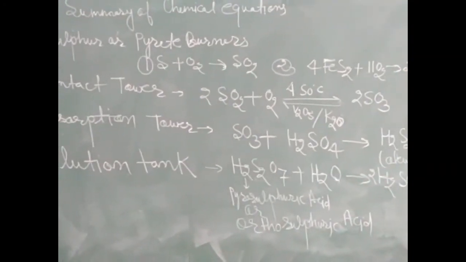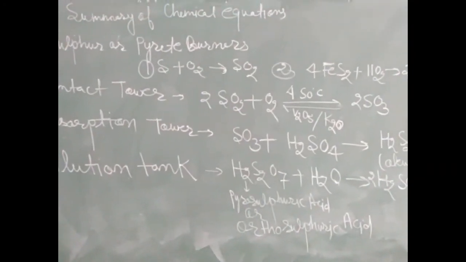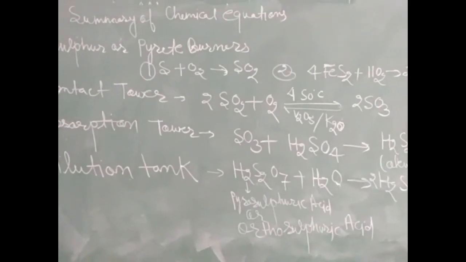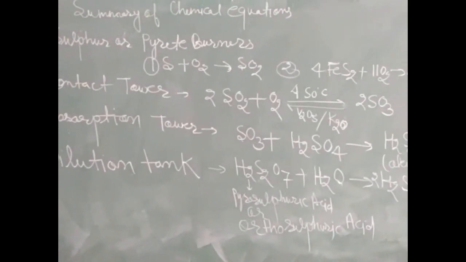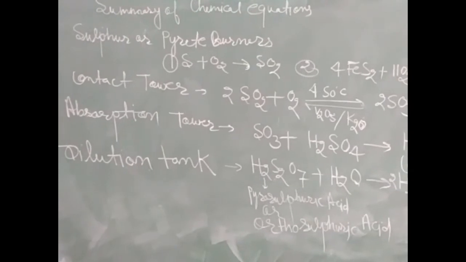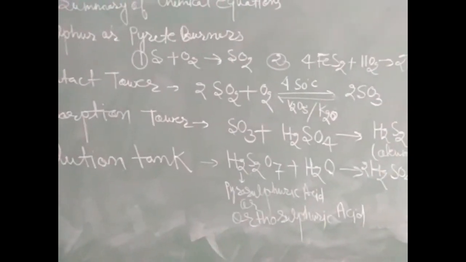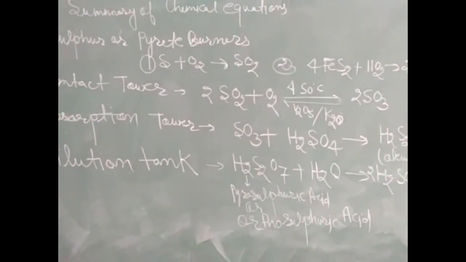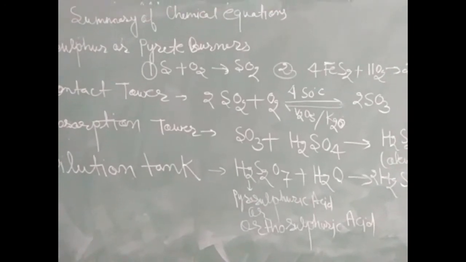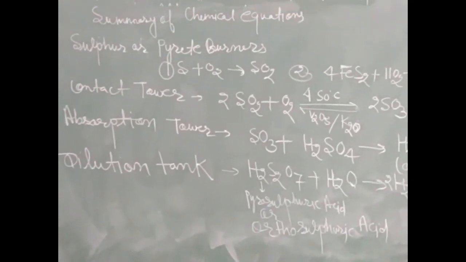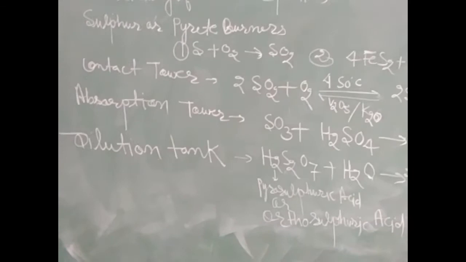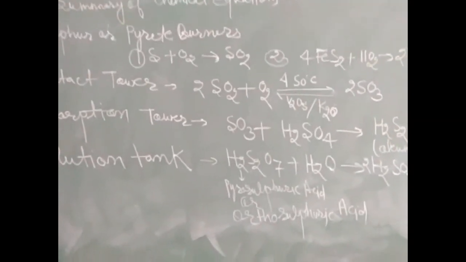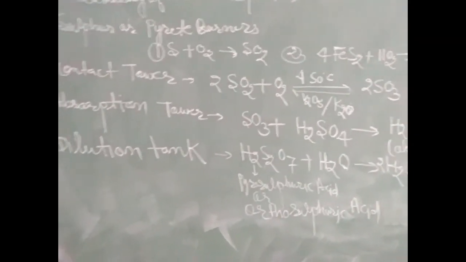Sometimes, due to the presence of free sulfur with the powdered ore, sulfur reacts with oxygen to form sulfur dioxide. Now in the contact tower, oxygen reacts with sulfur dioxide at a temperature of 450 degrees Celsius, in the presence of the catalyst vanadium pentoxide and K2O, that is the promoter, and sulfur trioxide is formed.